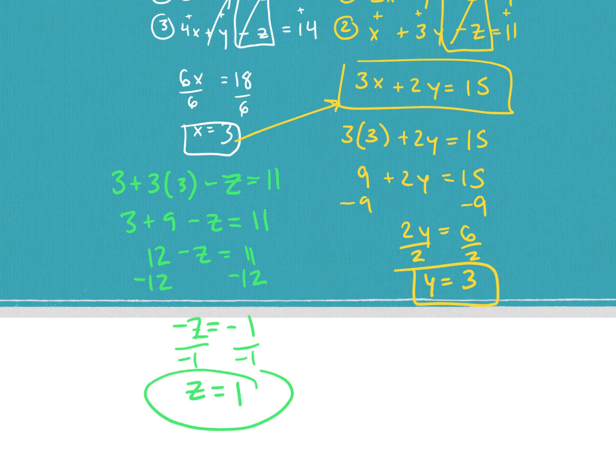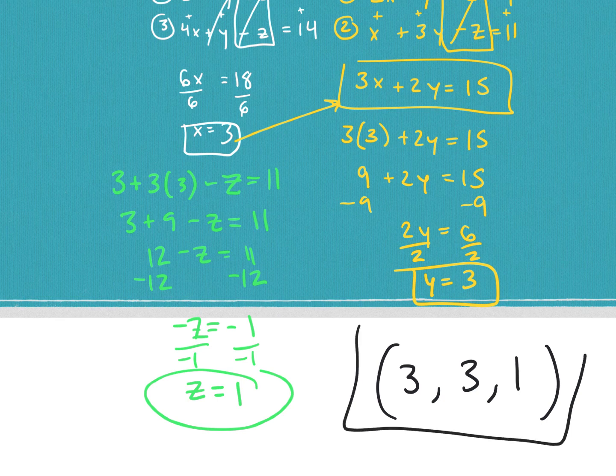And then just like before, I write my answer as a point, but here I'm going to have 3 numbers because I have x, y, and z. So start with the x, which is 3, then y, which is 3, and then z, which is 1. So 3, 3, 1 is my answer.